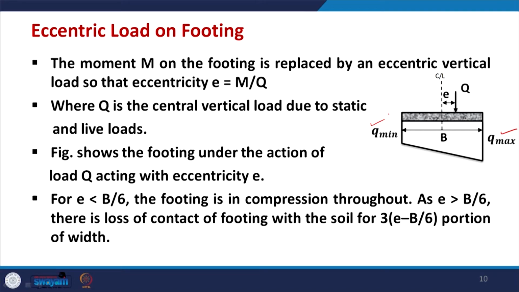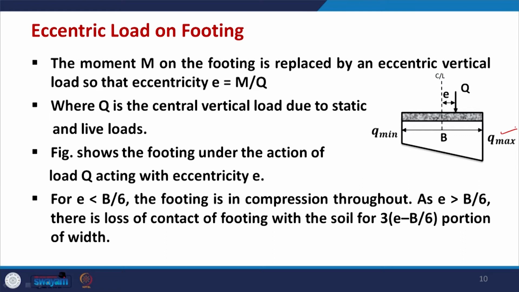If I put e equal to B by 6, then Q minimum will become 0 and Q maximum will be at its maximum value, and your footing will be continuously in compression throughout. However, if the e value exceeds B by 6, then some part of the footing will undergo tension. We will not allow that, so if your eccentricity is exceeding, you need to forget that part of the footing, because tension like that will not help you.